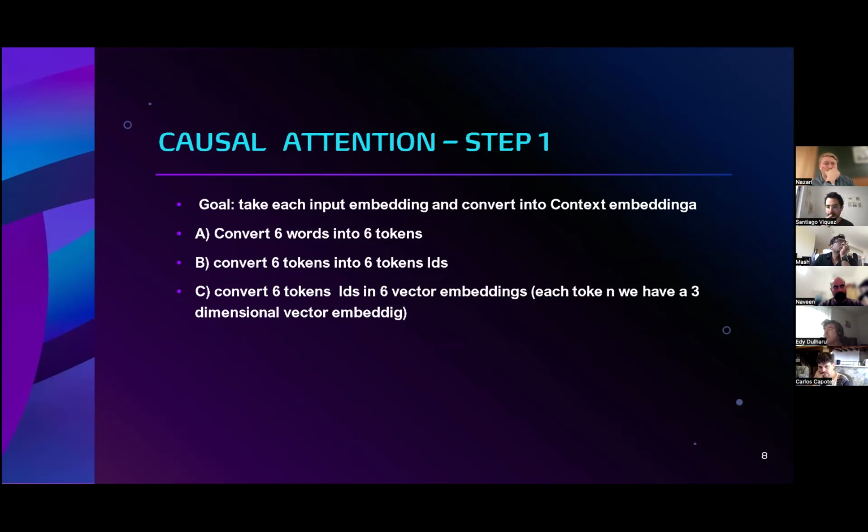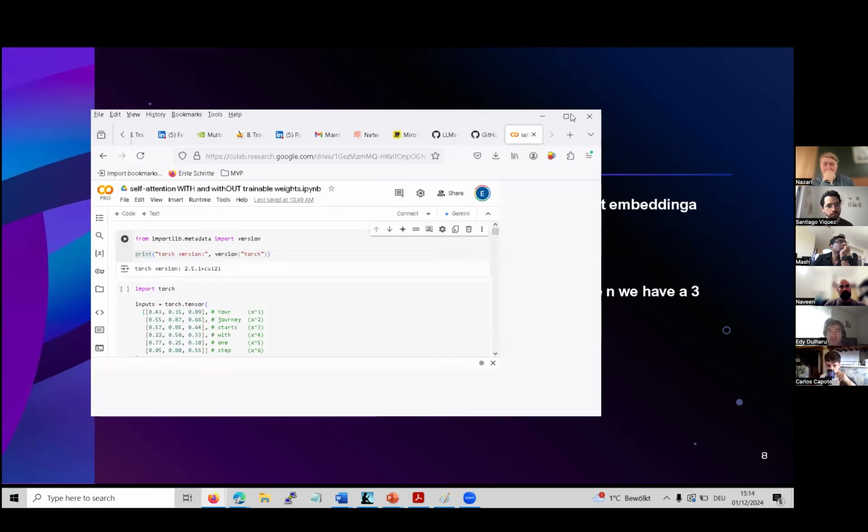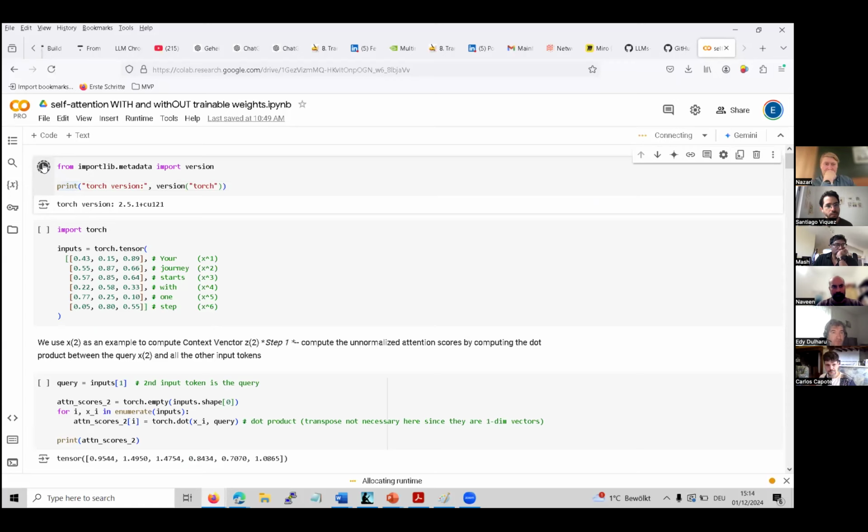Let me see how. Yeah, I see. I need to move my window. So this is the code from the book. Can you see my Colab? Yeah, your Colab. Okay.